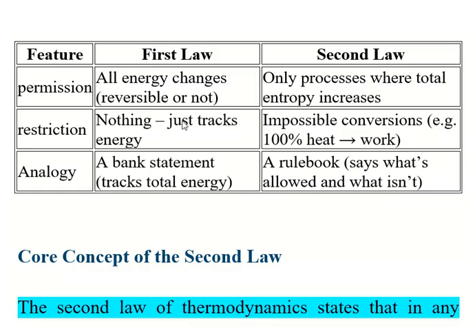What are the restrictions in the first law? Nothing, it just tracks energy, all types of energy. In the second law, what is the restriction? Impossible conversions, for example 100% heat into work. After this basic concept, we will discuss this concept of impossible conversion in detail.